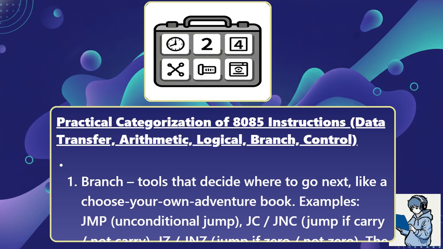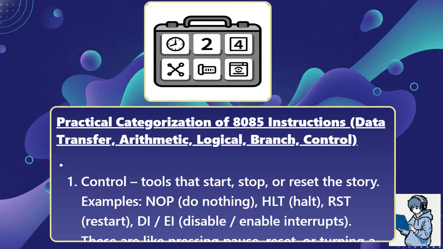Branch tools that decide where to go next, like a choose-your-own-adventure book. Examples: JMP unconditional jump, JC jump if carry, JNC jump if not carry, JZ jump if 0, JNZ jump if not 0. The processor follows a new page number based on a condition. Control tools that start, stop, or reset the story. Examples: NOP do nothing, HLT halt, RST restart, DI disable, EI enable interrupts. These are like pressing pause, reset, or turning a flashlight on and off.